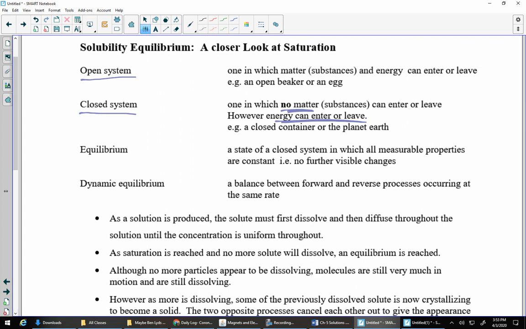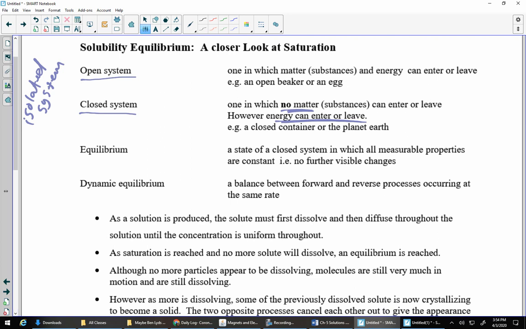The other one, not up here, is isolated system. We're not really dealing with that very much here, but in an isolated system, no matter and no energy can come or go. Cool.